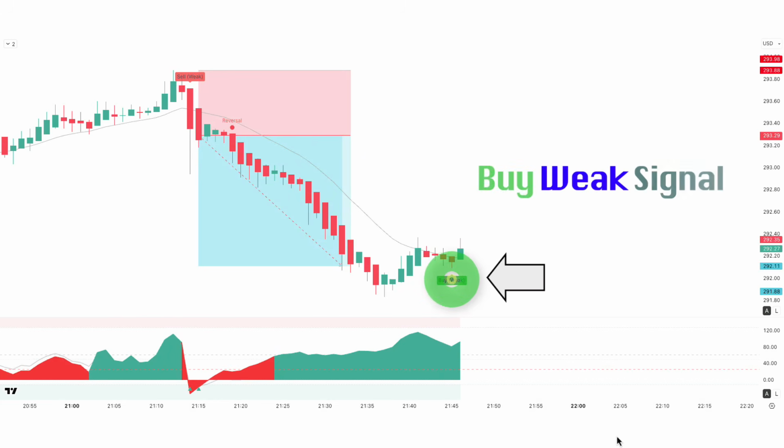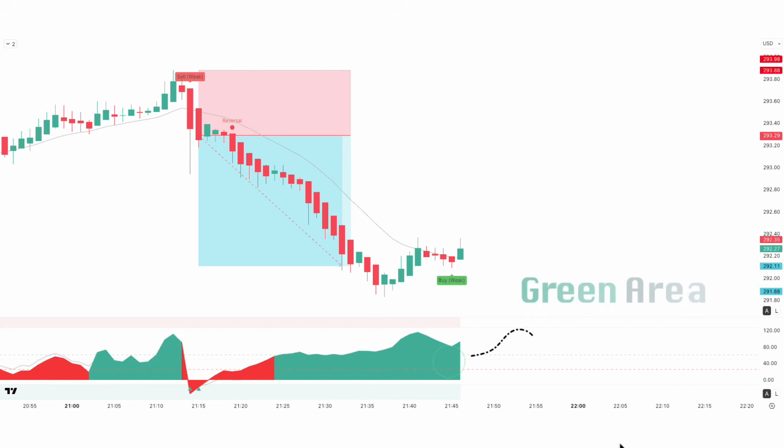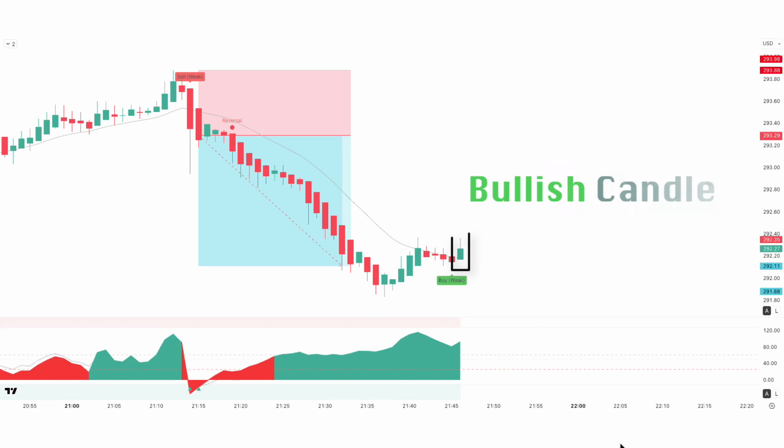Here the DJ Suri trading label up of this indicator is buy weak signal. Here the MSL momentum deviation indicator green area. Here market has made a bullish candle to give confirmation. So all our conditions are being fulfilled, so we are placing an order to buy.